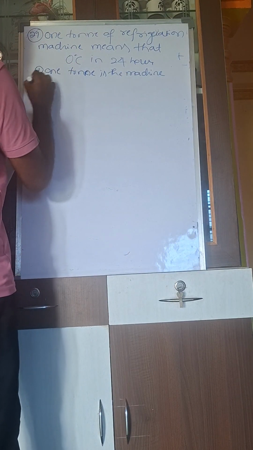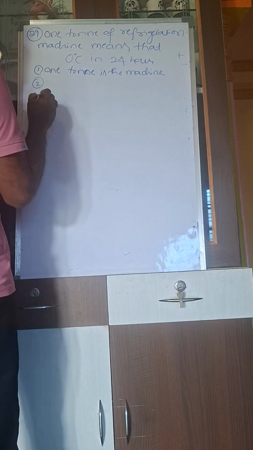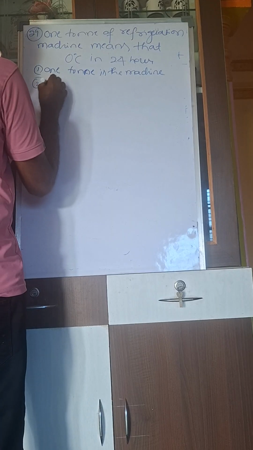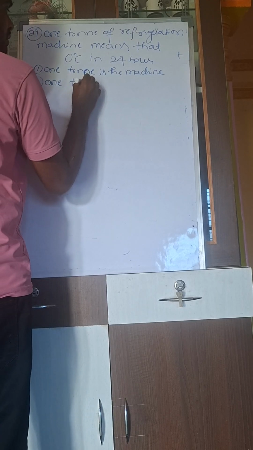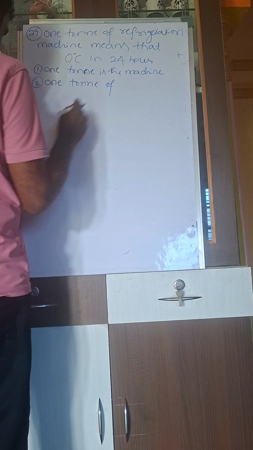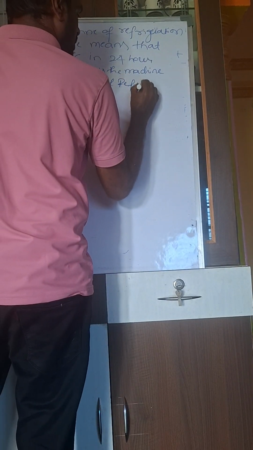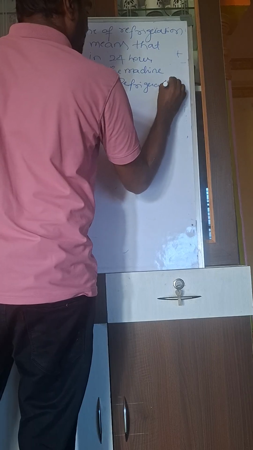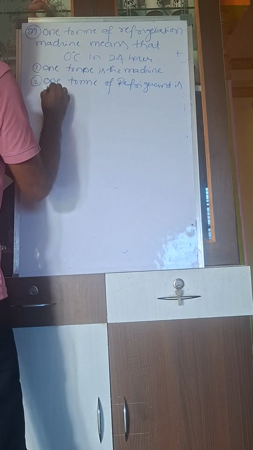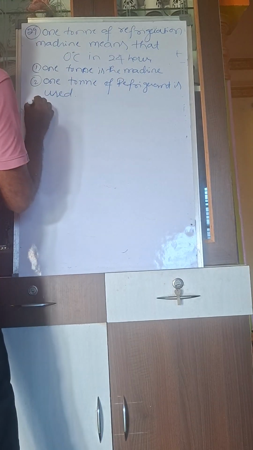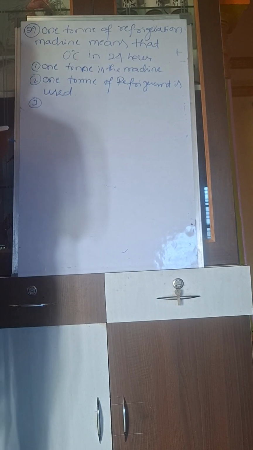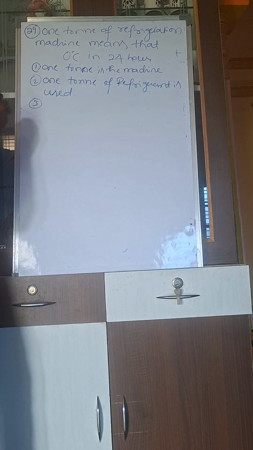The second one: 1 ton of refrigerant is used. The third one: 1 ton of water can be converted into ice.